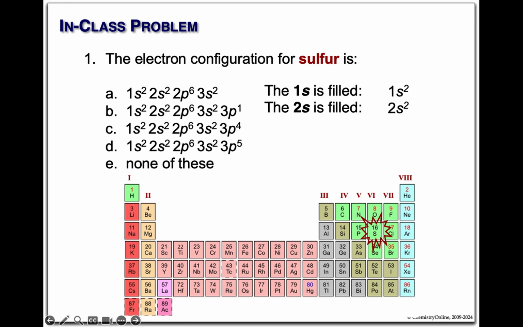There's our choices. 1s2, 2s2, 2p6, 3s2, and 3p4.